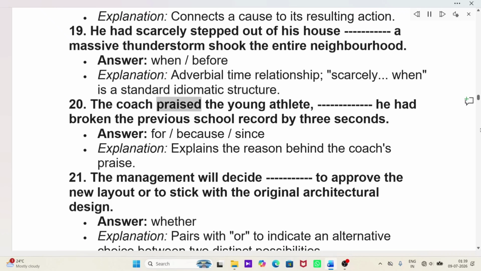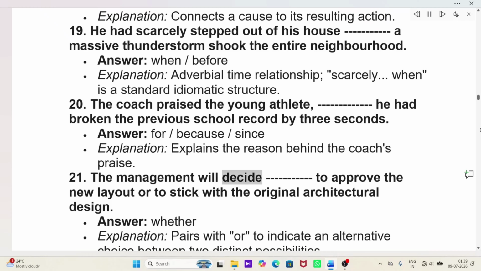20. The coach praised the young athlete, he had broken the previous school record by 3 seconds. Answer: for / because / since. Explanation: explains the reason behind the coach's praise.